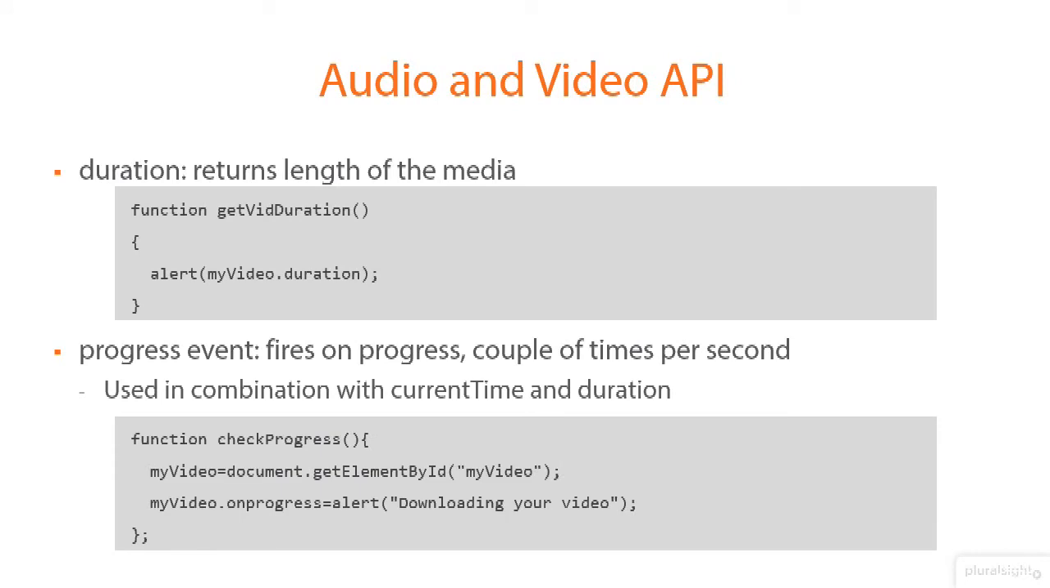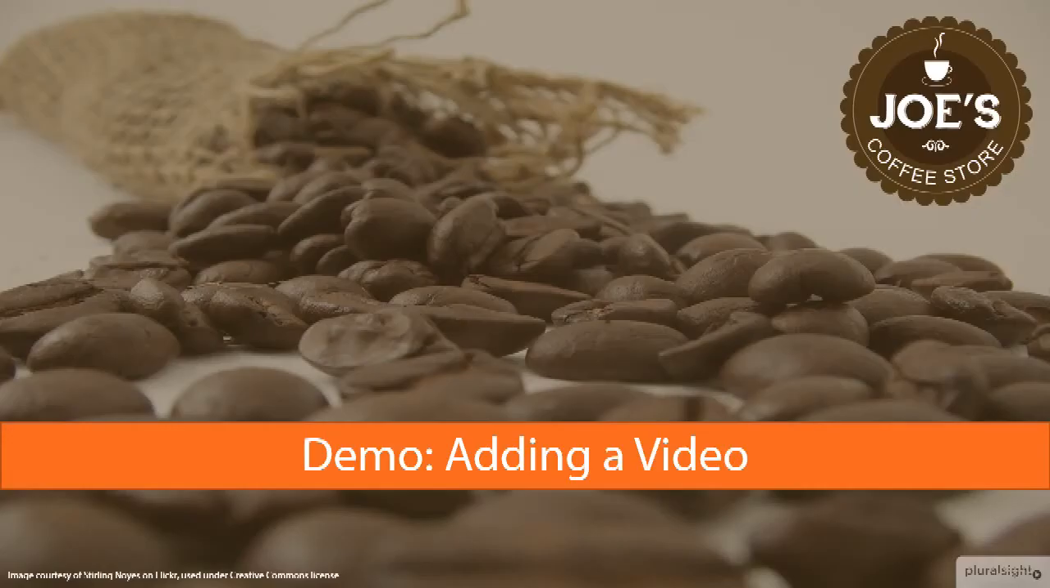The progress event fires automatically while playing, and it fires a couple of times per second. And in combination with the current time and duration properties, this can be used to create a working progress bar. In the code you see here on the slide, we see how the progress event is attached to a video element. Let's see how we can put this new knowledge to good use in the next demo, where we'll add a video to Joe's Coffee Store site.